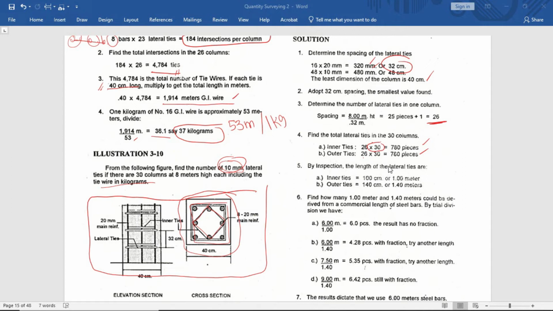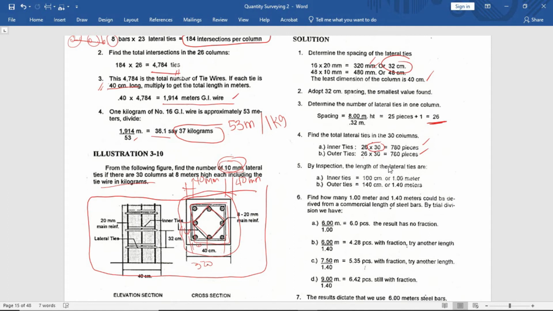So, by inspection, makikita natin yung inner tie. Yung length niya is 100 centimeters. Pwede nyo naman to kasi ang spacing and concrete cover pag sa column is 40 mm in all sides. So, kung 40 mm ito, so this is 80. So, this is 320. Kung 320 ito ay 16. Tapos ito rin ay 16.